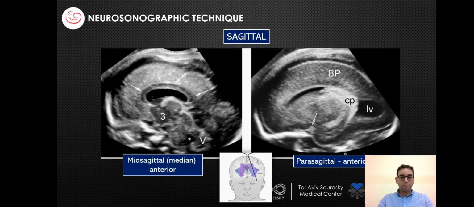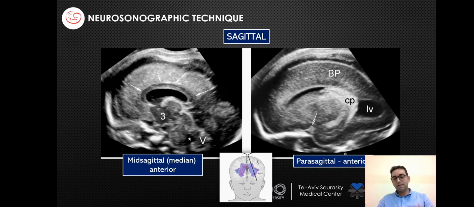Now, what about the mid-sagittal image of the brain? So the mid-sagittal image of the brain allows you to have a nice imaging of the entire components of the corpus callosum and third ventricle and cavum septi pellucidi, but then you should slide parasagittal through both hemispheres, as you can see here in the illustration.